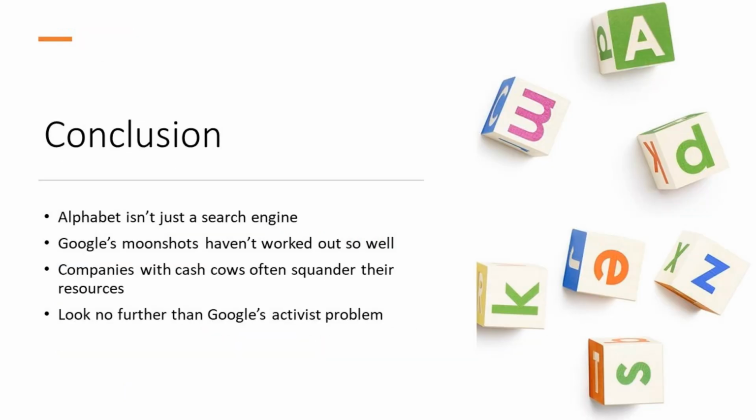So just to conclude, Alphabet isn't just a search engine. There's a lot more to it than that. But some of their moonshots, the things that we've been hoping would pan out, haven't seemed to work out so well over the years. Now, a problem with companies that have cash cows is they often squander their resources. And for proof of that, you can look no further than Google's activist problem.